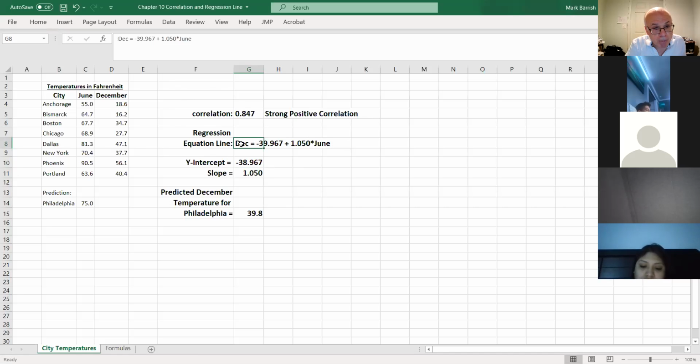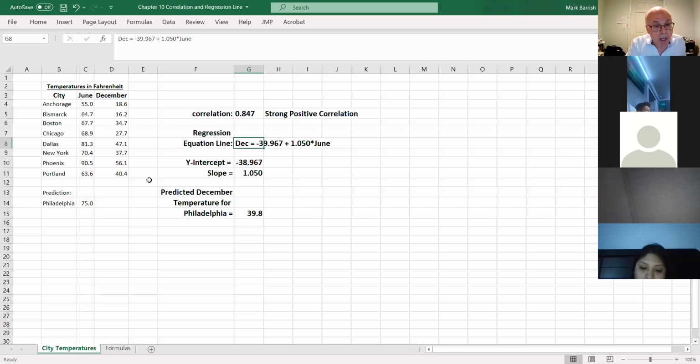This, by the way, I simply typed in to show the equation, but you don't have to do that. The y-intercept is given, the slope is given, and then you just plug them into the equation to get your equation.